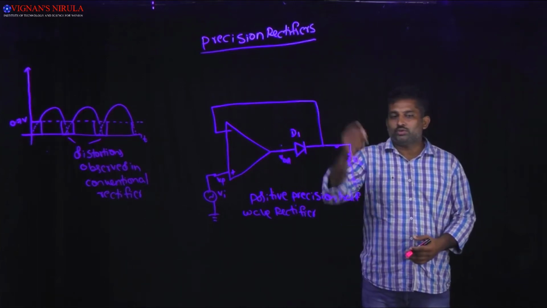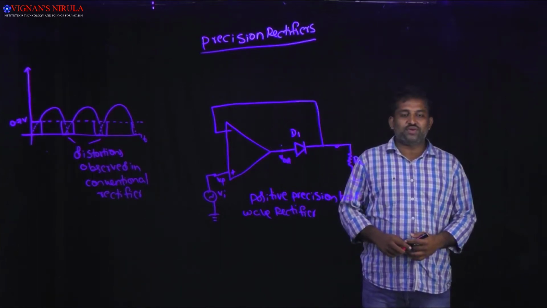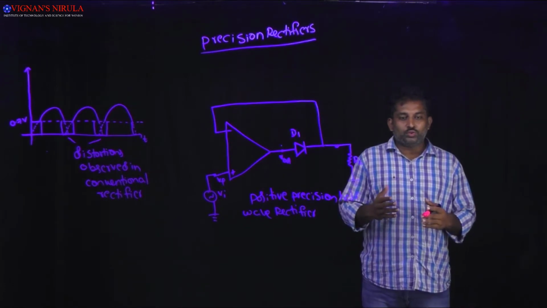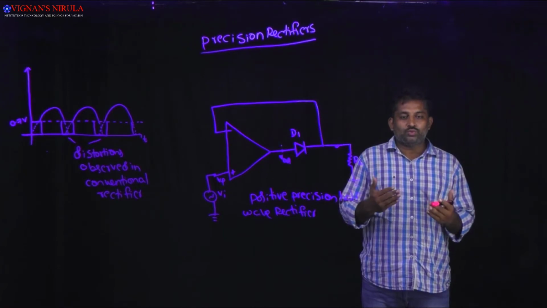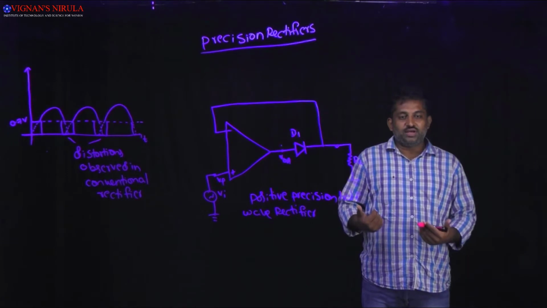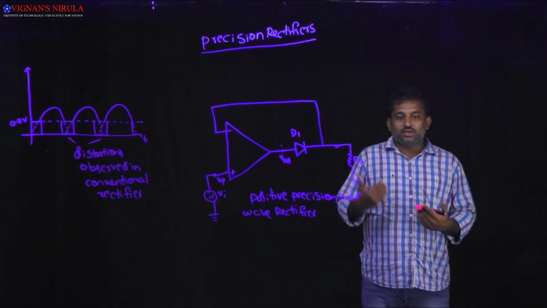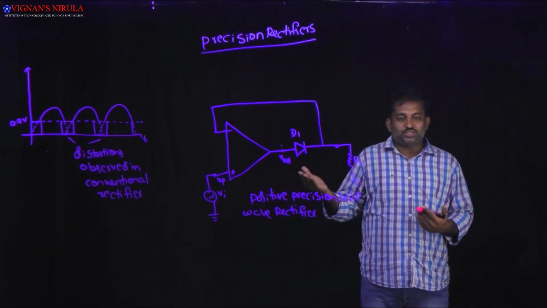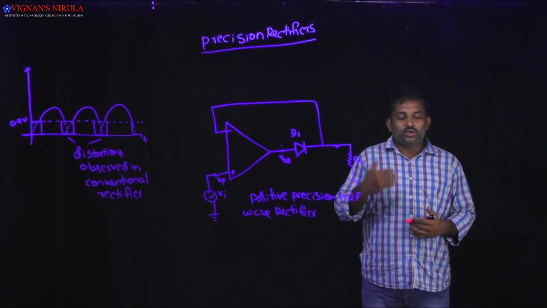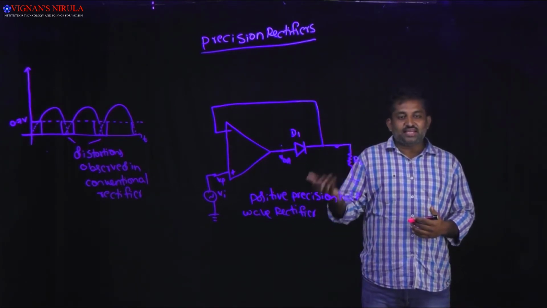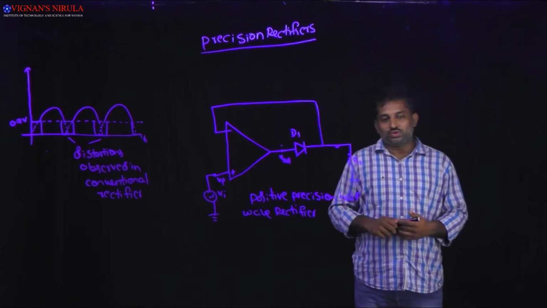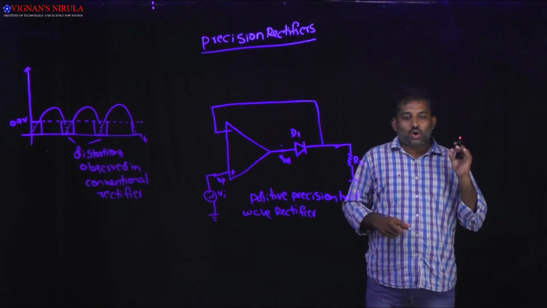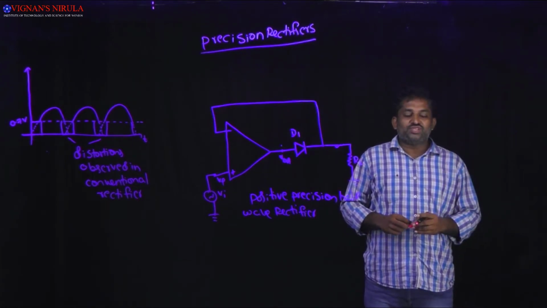Now I am going to discuss precision rectifiers. Before going to precision rectifiers, first of all we have to know what the disadvantages of conventional rectifiers are. So first recall from the basic circuit principles: while we design any rectifier, we use diodes. There is a main drawback in the conventional rectifiers.